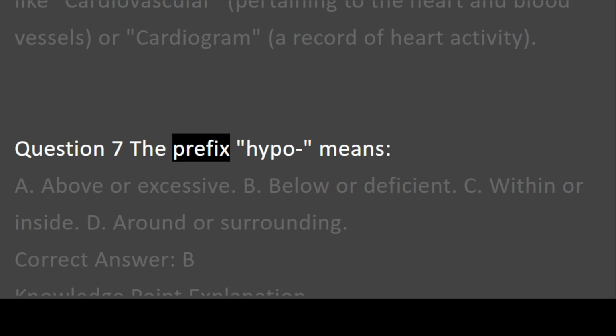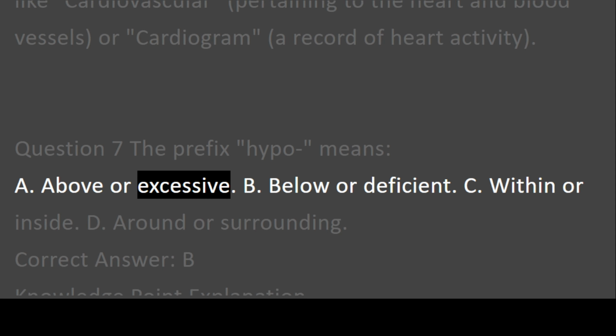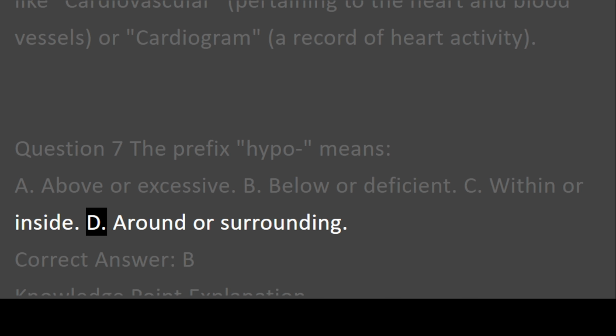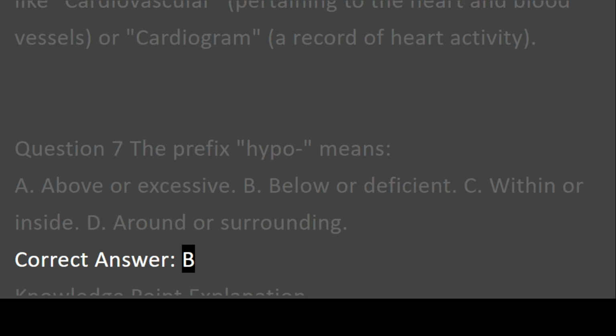Question 7. The prefix hypo- means: A. Above or excessive. B. Below or deficient. C. Within or inside. D. Around or surrounding. Correct answer, B.